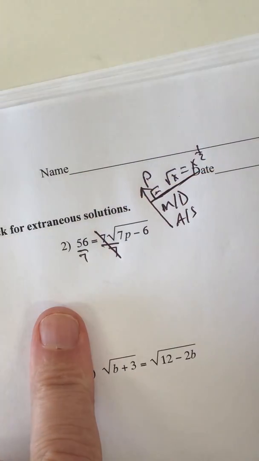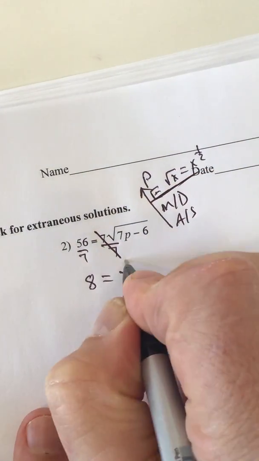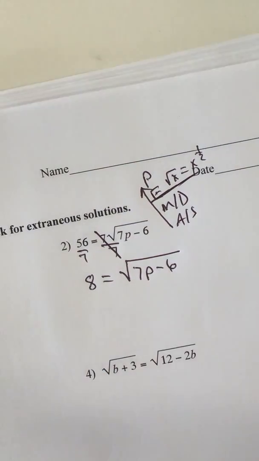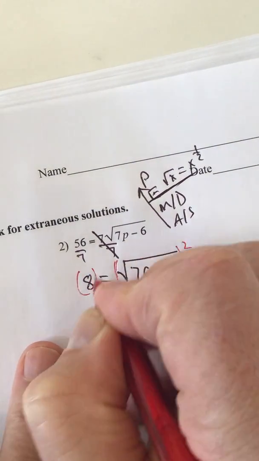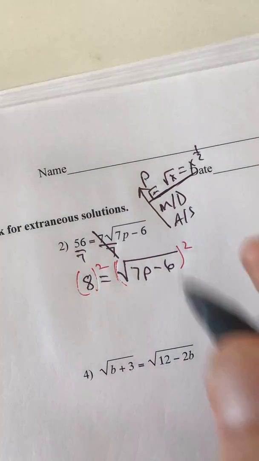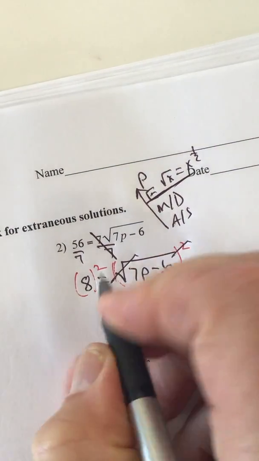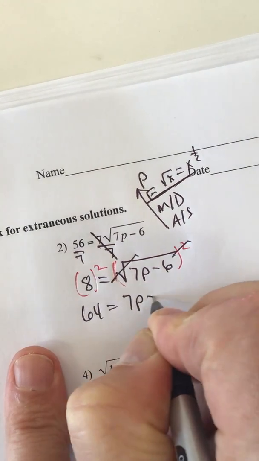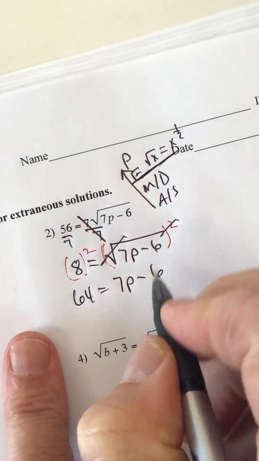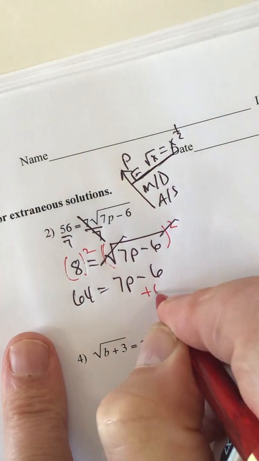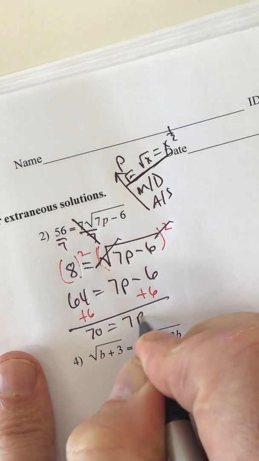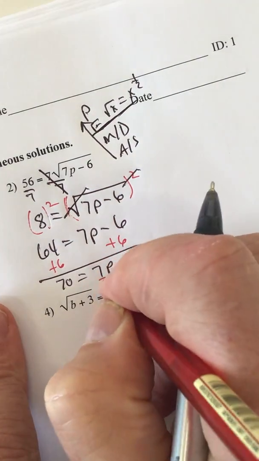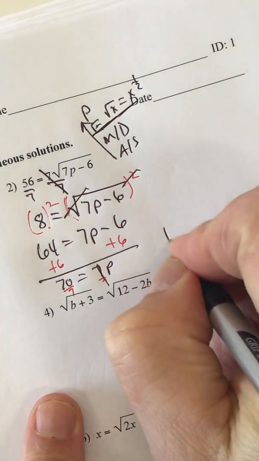I'm going to divide by 7 first, and it's really 8 equals the square root of 7p minus 6. Now you don't square root pieces, you square root sides. So I'm going to square this side and that side. You have to do entire sides at a time. Now that and that go away, so we have 64 is 7p minus 6, and now we just continue with algebra. So I'm going to go ahead and just add 6 to both sides, and then divide off the 7. So we end up with p equals 10.